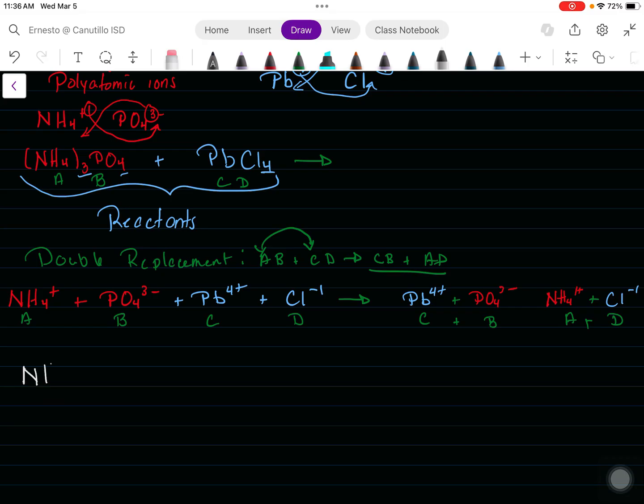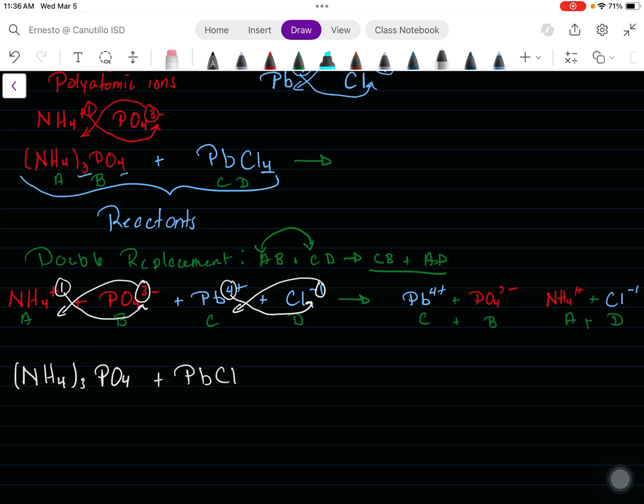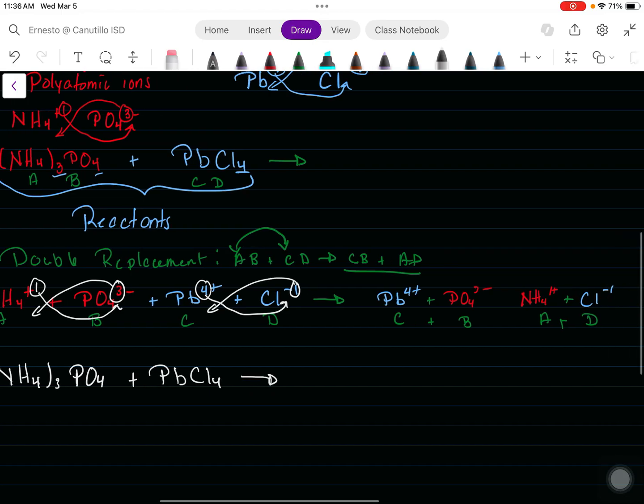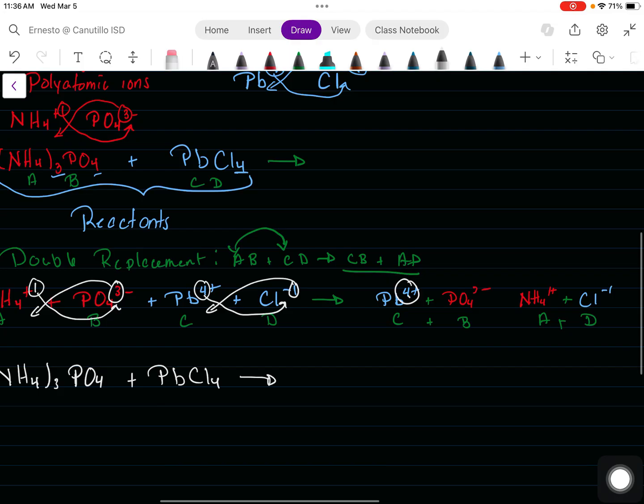So NH4 PO4. Okay, this is the result of doing this fish, which we did earlier. That's going to combine with the compound that we found earlier, which is lead 4 chloride. That's going to result in these products, which I'm going to redo the fish here.